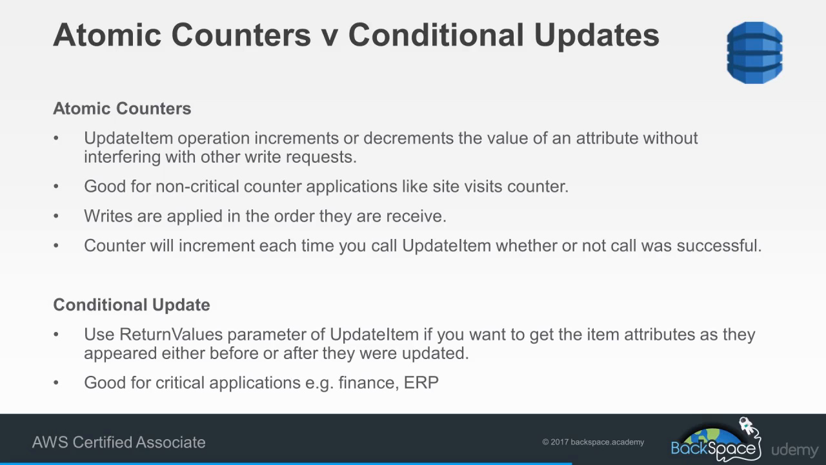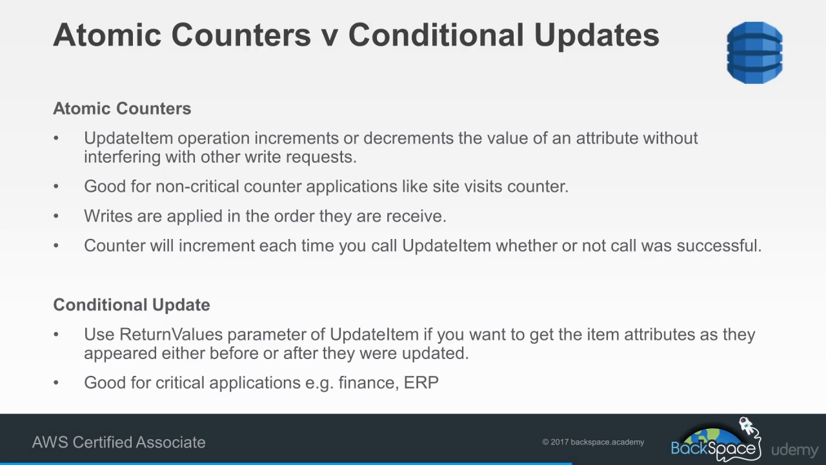Now, writes are applied in the order they are received. The counter will increment each time you call an update item. So every time you do an API call update item, it will increment. It will do that whether or not the call was successful. So there is a possibility you might have a call that's not successful, and then you end up doubling up on the counter. So if we're looking at situations where it might be a financial transaction or something like that, then you definitely don't want to use atomic counters where the information is highly critical like that.